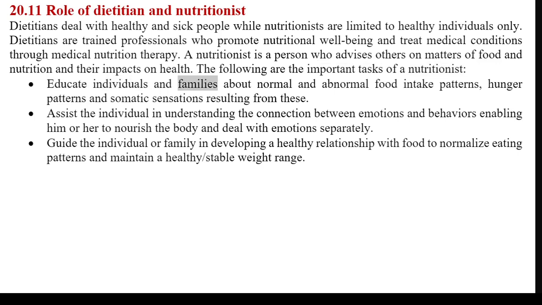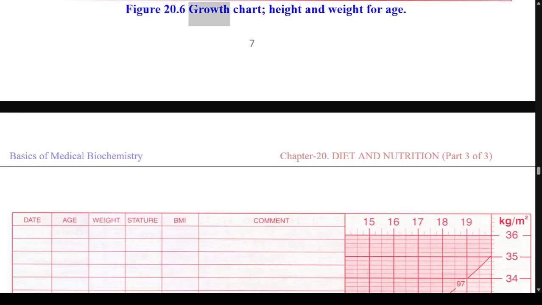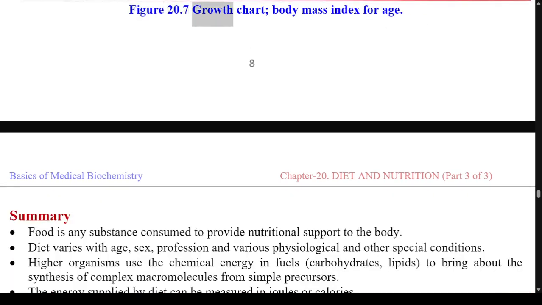Educate individuals and families about normal and abnormal food intake patterns, hunger patterns, and somatic sensations resulting from these. Assist the individual in understanding the connection between emotions and behaviors, enabling him or her to nourish the body and deal with emotions separately. Guide the individual or family in developing a healthy relationship with food to normalize eating patterns and maintain a healthy, stable weight range. Figure 20.6 Growth chart, height and weight for age. Figure 20.7 Growth chart, body mass index for age.